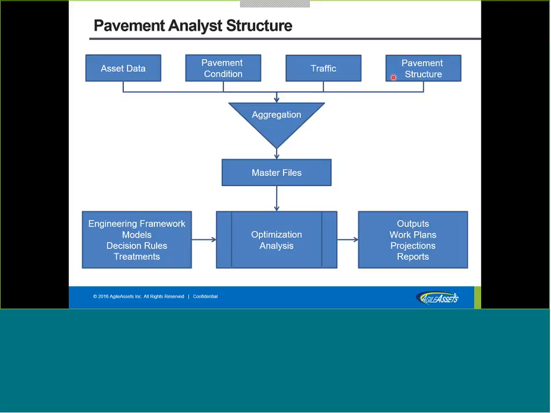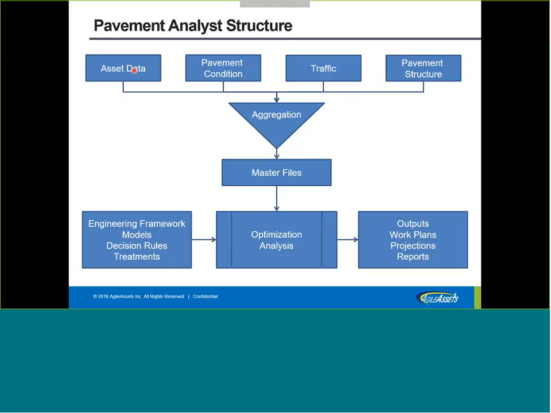And finally, you want to know information about pavement structure. What kinds of materials are in use in these pavements? When was the last time they were worked on? What kind of work was done? Those types of information. So from a generic standpoint, these are really 4 major categories of information that are typically used in a pavement management system.